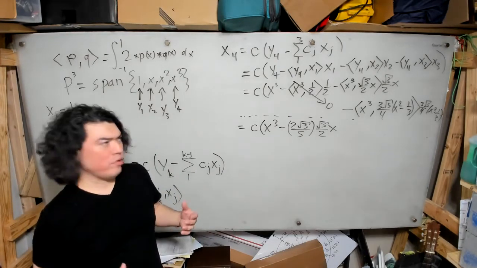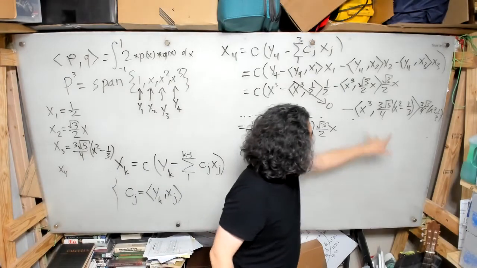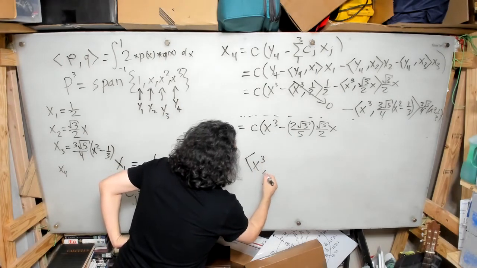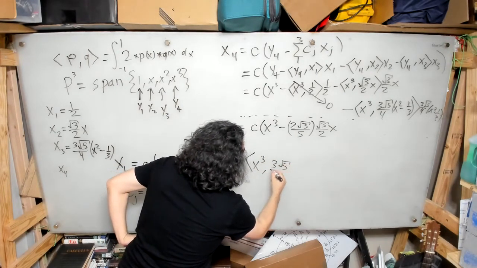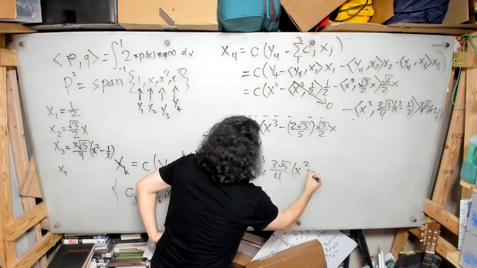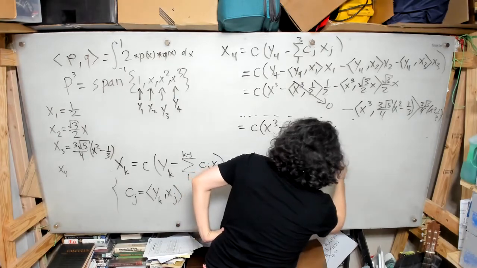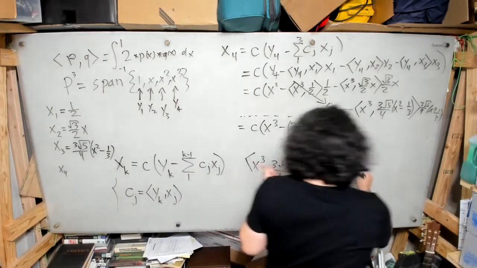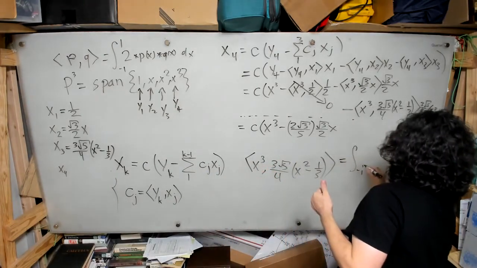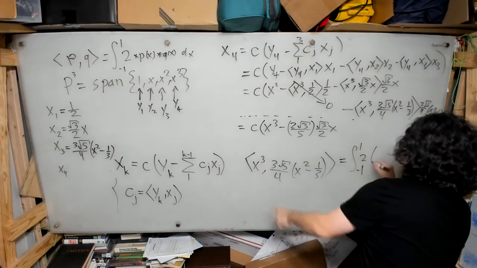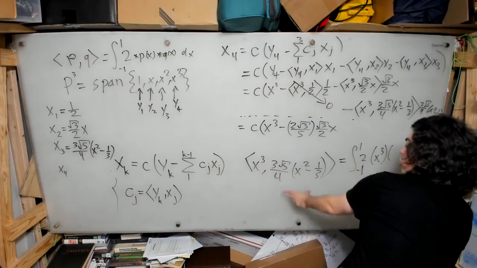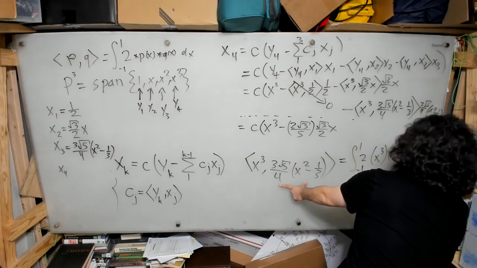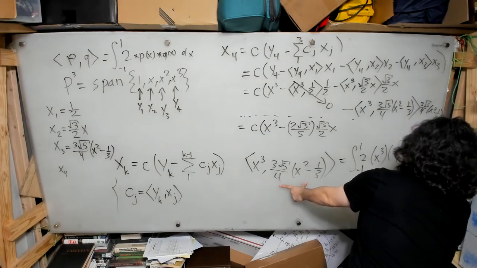So what I have to do now is calculate this inner product. Let's do that together here. What is the inner product of x cubed with 3 square root of 5 over 4 x squared minus 1/3? What is the inner product of these two polynomials in this inner product space? Let's write the integral over here. It'll be the integral from negative 1 to 1 of 2 times the p of x, which is x cubed, times the q of x, which will be this monstrosity, 3 square root of 5 over 4 x squared minus 1/3, dx.